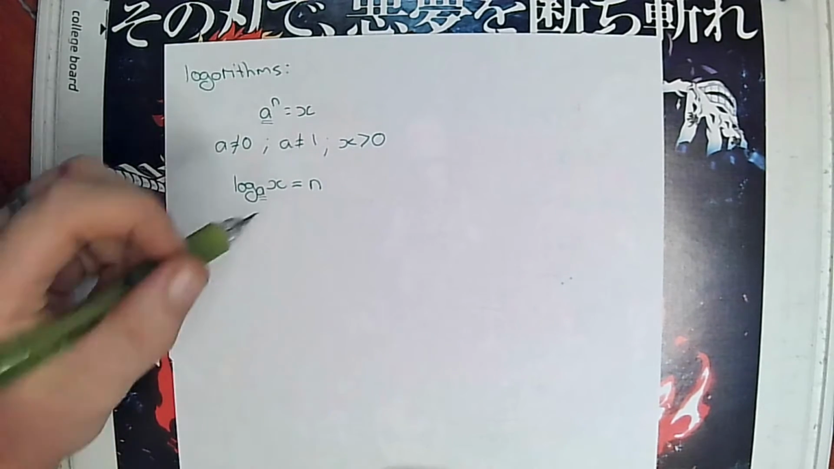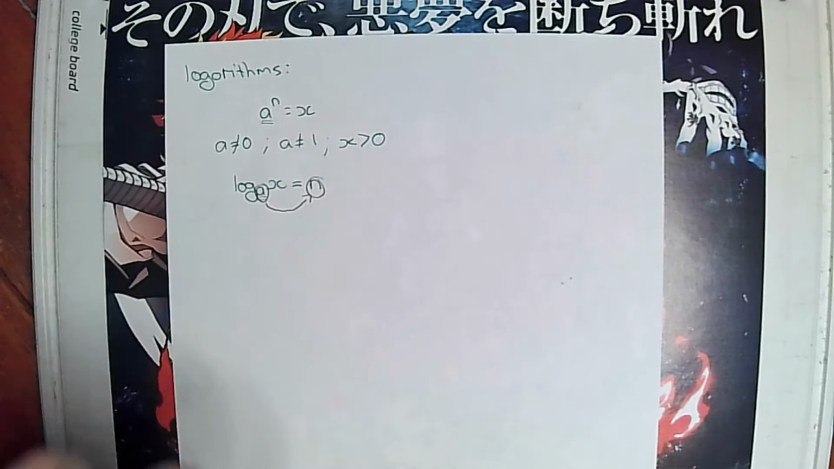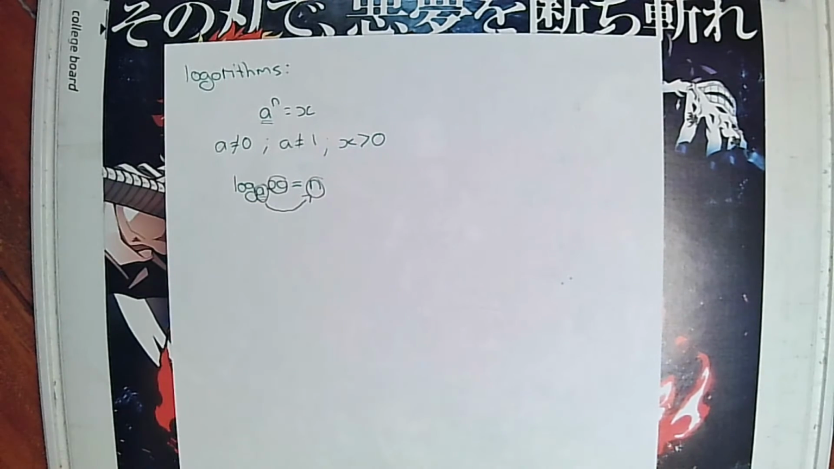So you kind of have to see these two values as base-exponent pairs, and this value is the answer you would get from pairing them up and writing them like this.